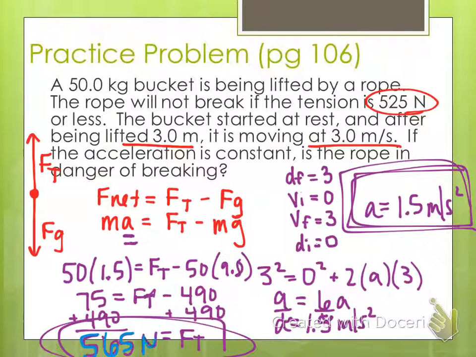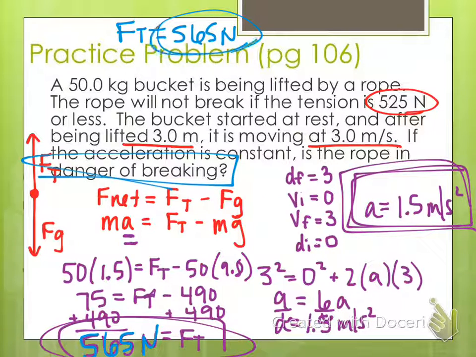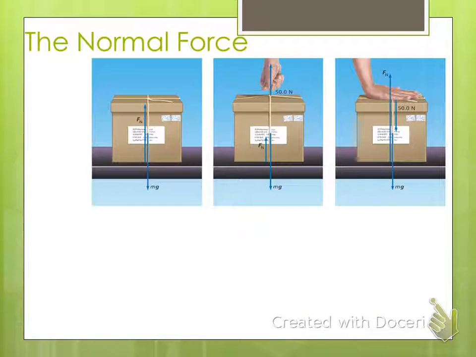Any force is measured in newtons. So the answer is always newtons anytime you're solving for force. So using this acceleration of our system, where they accelerated at 1.5 meters per second squared, is our rope going to break or is it going to last? It's going to break, right? This situation needed 565 newtons worth of tension, and the rope can only withstand 525, which means it's going to break.